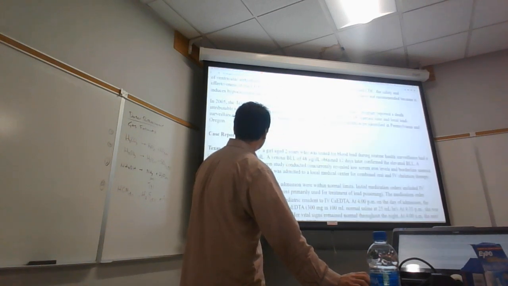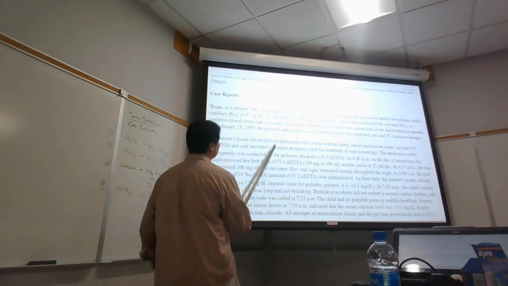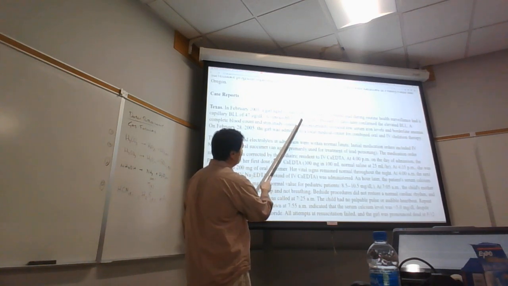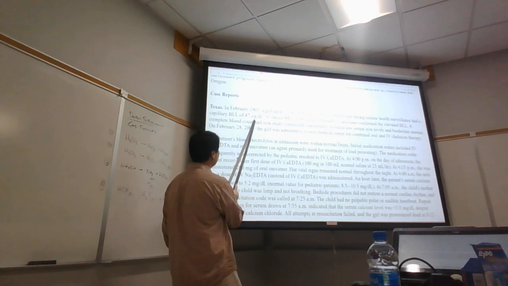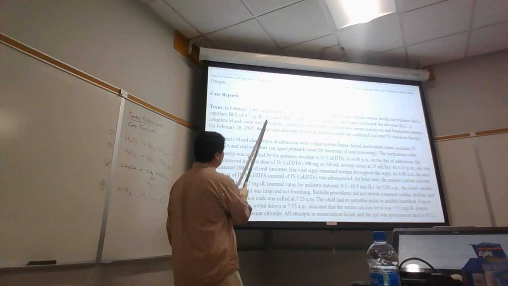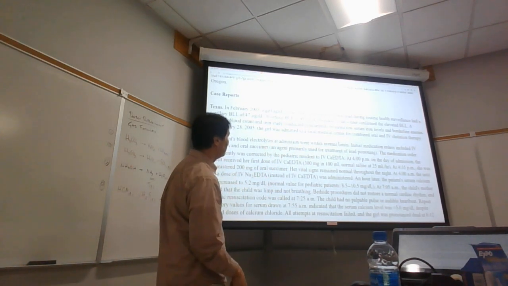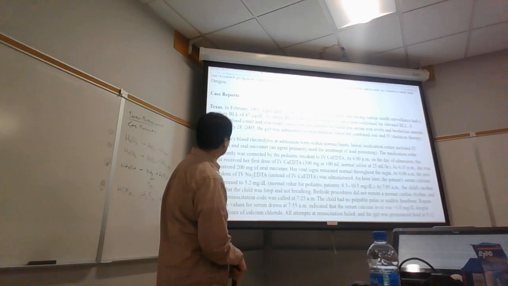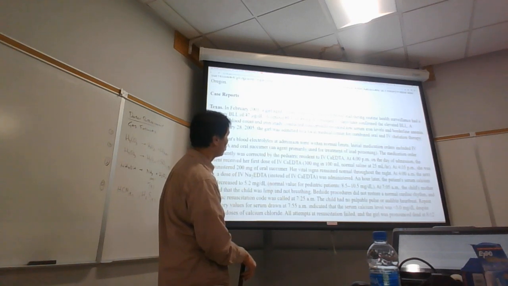And so let's take a look at the case report here. Texas. In February 2005, a girl aged 2 years who was tested for blood lead during routine health surveillance had a capillary blood lead level of 47 micrograms per deciliter. A venous BLL of 48 micrograms per deciliter obtained 12 days later confirmed the elevated blood lead levels. A complete blood count and iron study conducted concurrently revealed low serum iron levels and borderline anemia. On February 28, 2005, the girl was admitted to a local medical center for combined oral and intravenous chelation therapy.